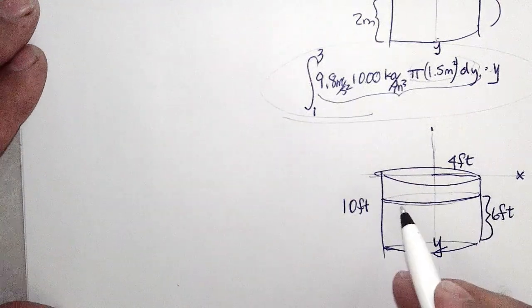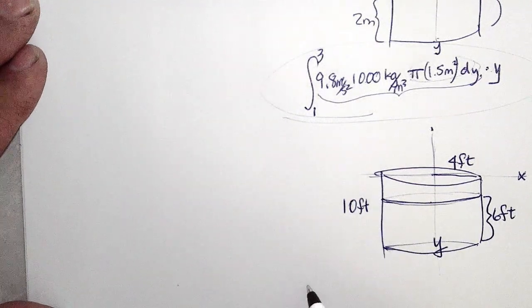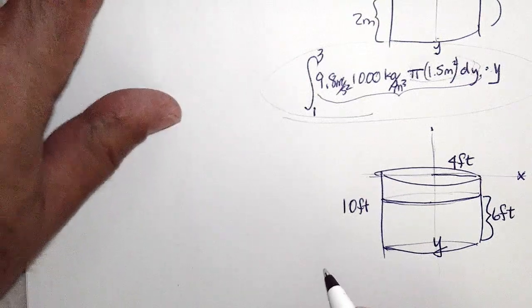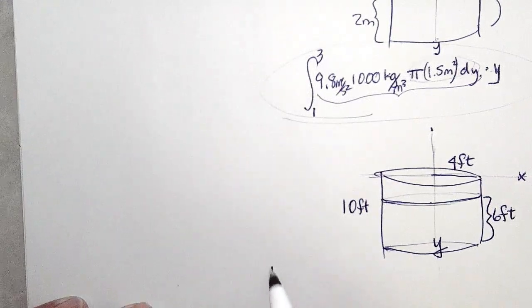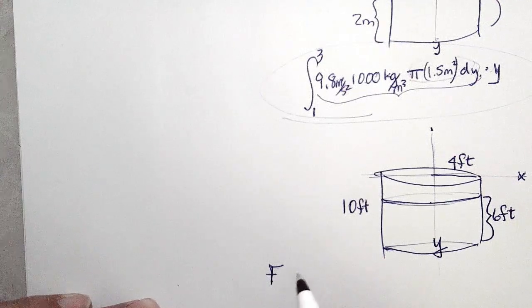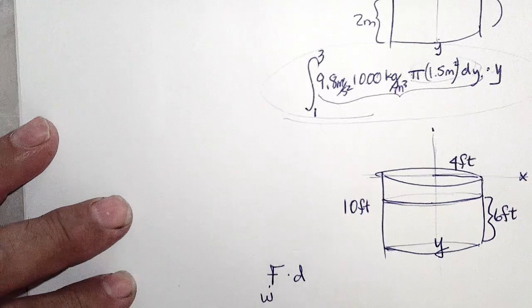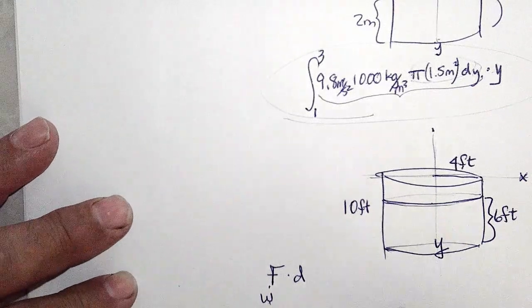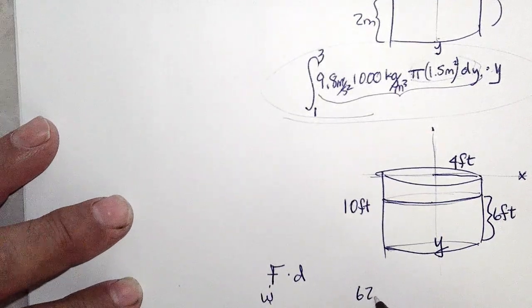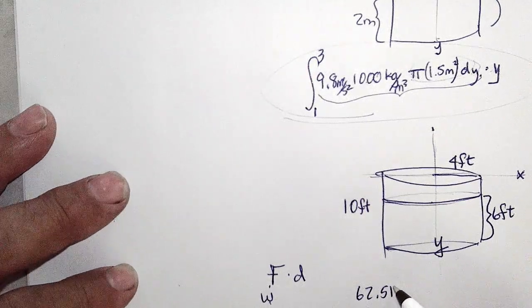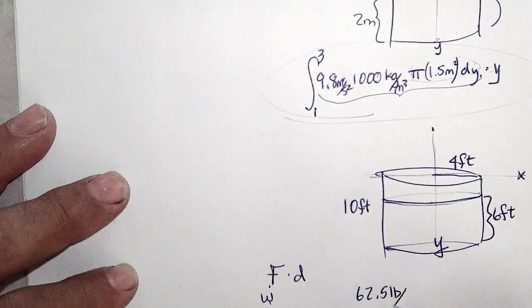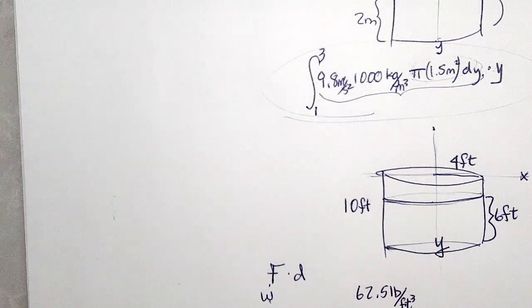And so the force, the weight will be, let's see, I'm going to write it down here since I've got it off the page. Force times distance, the force is going to be the weight. And I have a weight density of 62.5, I believe, pounds per cubic foot.